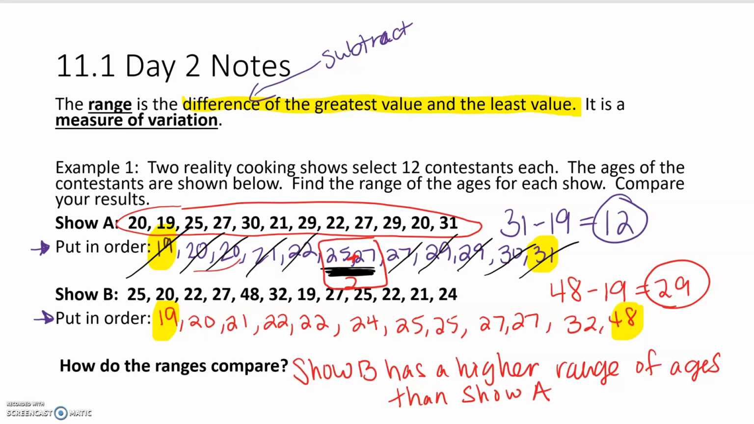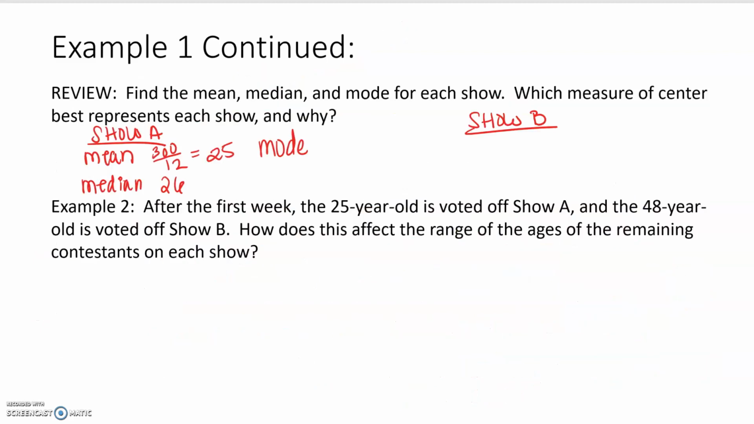Okay, so I have 20s, I have 27s, and I have 29s. Unfortunately, all of those are repeated twice, so there's no one mode. You do have to list them all. So you have 20, 27, and 29.